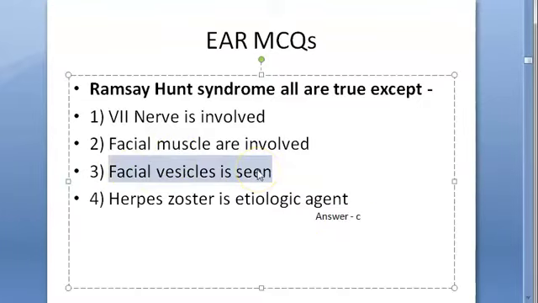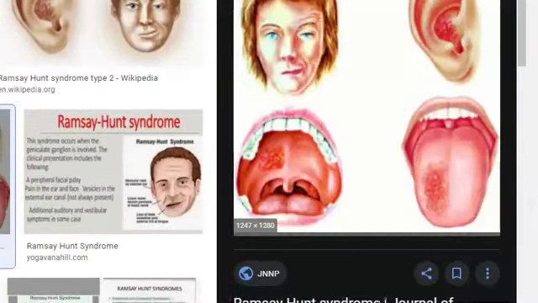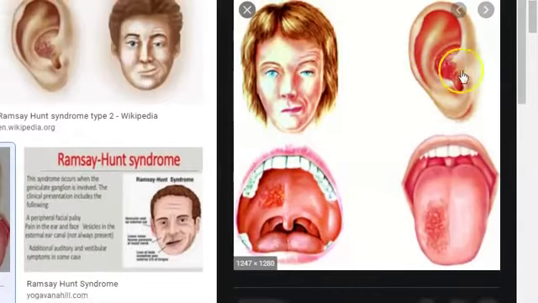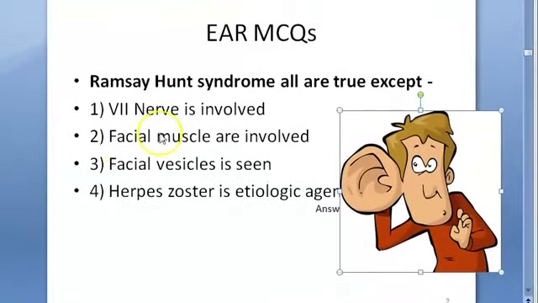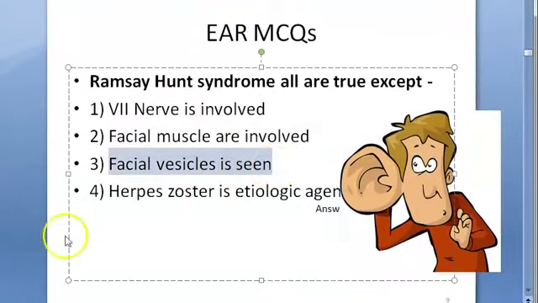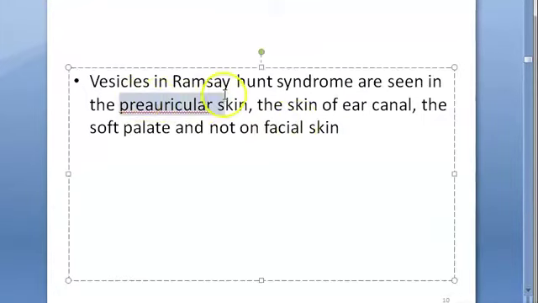This is wrong. Why? Because in Ramsay-Hunt syndrome the facial muscles are affected, yes, but the lesions, the vesicles, are in the ear, oral cavity, tongue. So basically here the answer will be facial vesicles are not seen. Facial vesicles are not on the face. So herpes zoster is the virus. Yes, that is correct. So where will you see the vesicles? Pre-auricular skin, in front of the ear pinna, right? Pre-auricular skin, the ear canal, soft palate, but it is not on the facial skin.